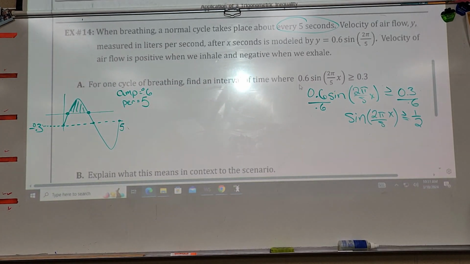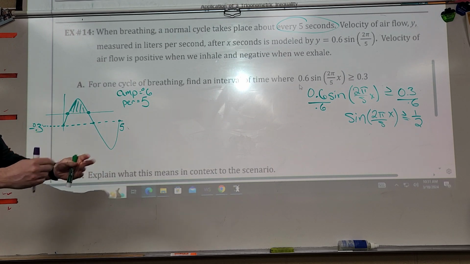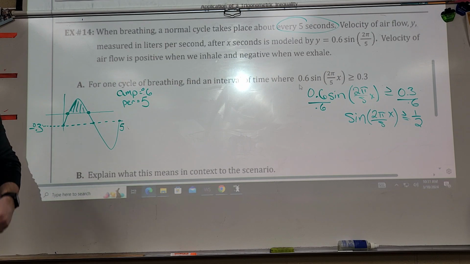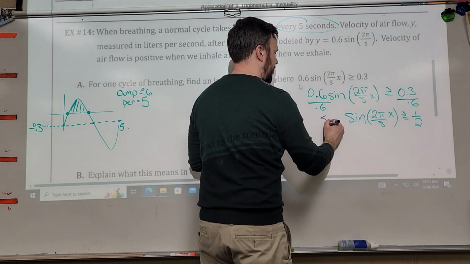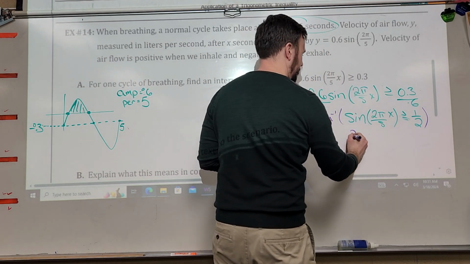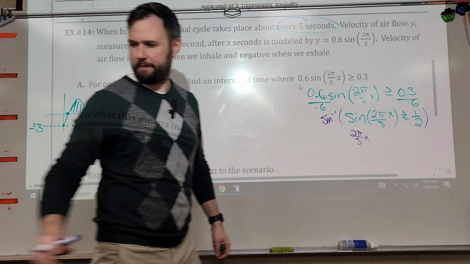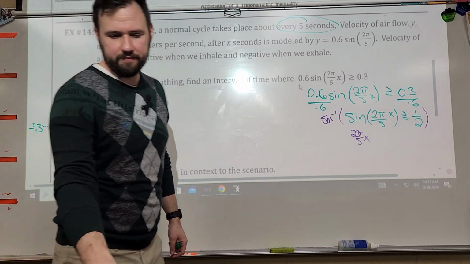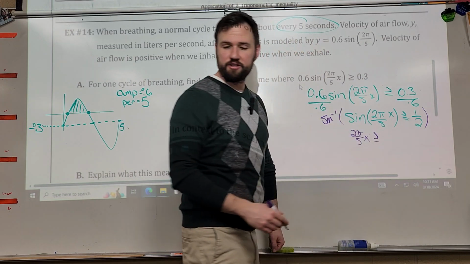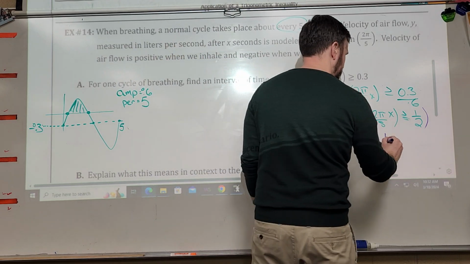So even though this problem didn't look like it was possible without a calculator, what is it? If this is a non-calculator, you know that it's going to be on the unit circle, right? You know it has to be. So that's one nice thing. So I get 2 pi over 5x is greater than or equal to, what's sine inverse of 1/2? Where's that pop up? At pi over 6.